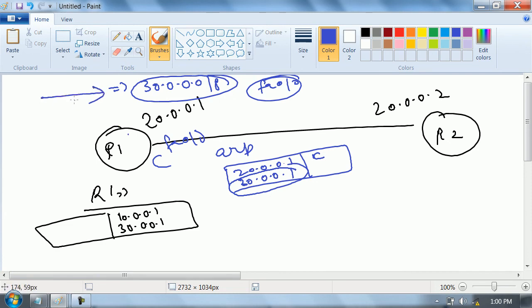Always keep this thing in mind: a router can only generate ARP for an IP when that particular network is directly connected to the router.